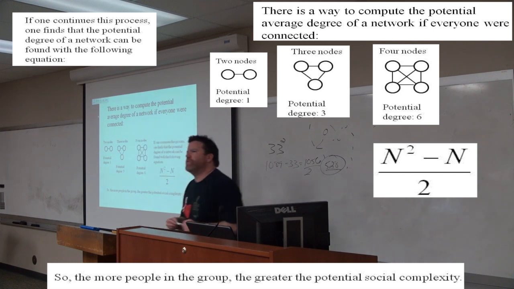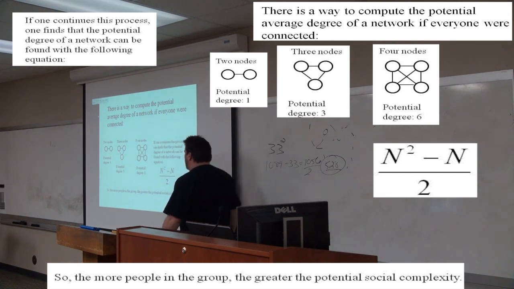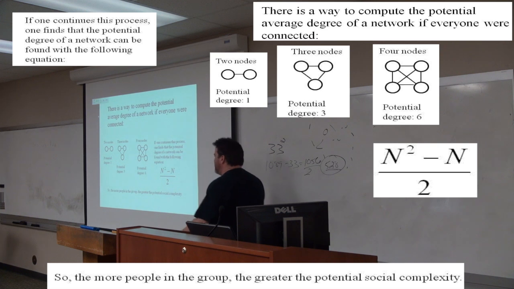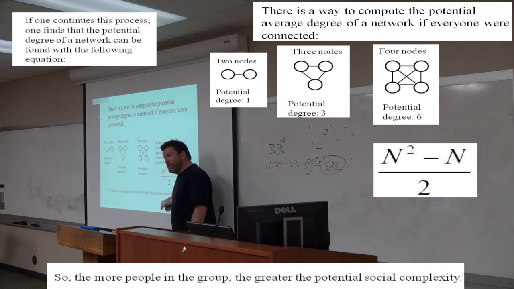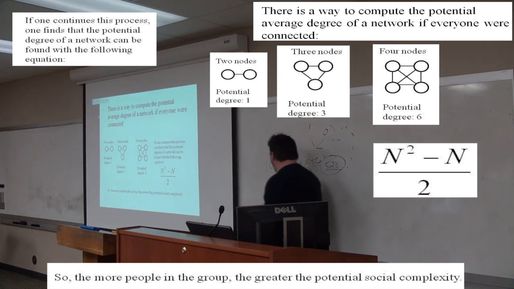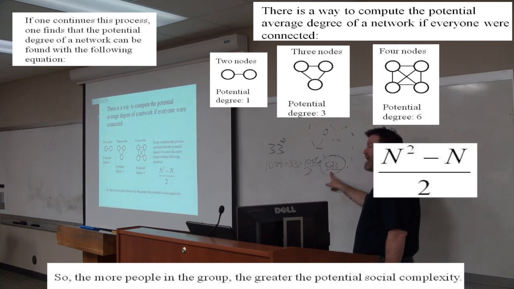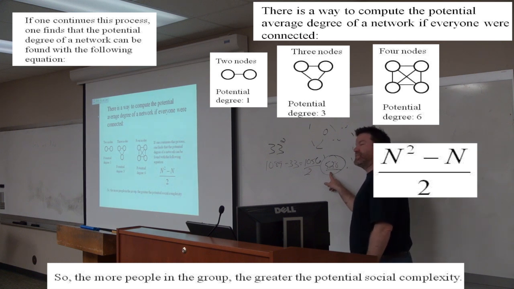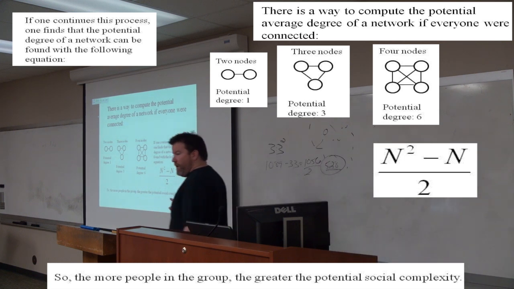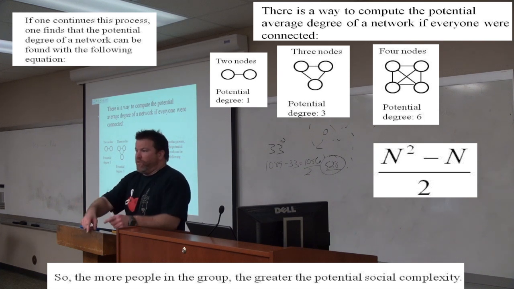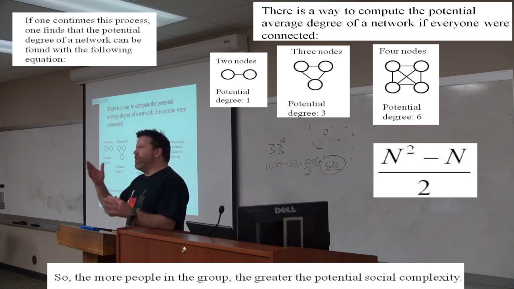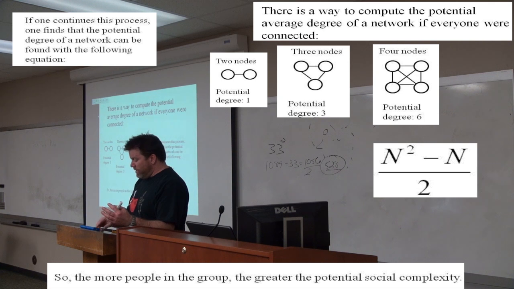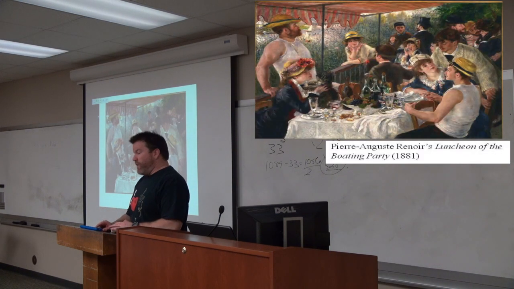So the more people in the group, the much greater the potential social complexity. Now, I have drawn this as 528 possible connections, but some of them aren't going to be used, right? Like I have to know that you two don't know each other. So now I have to go, do I invite them? Well, they don't know each other. Are they going to be awkward at my party? So what we find here is that this gets really complex really fast.